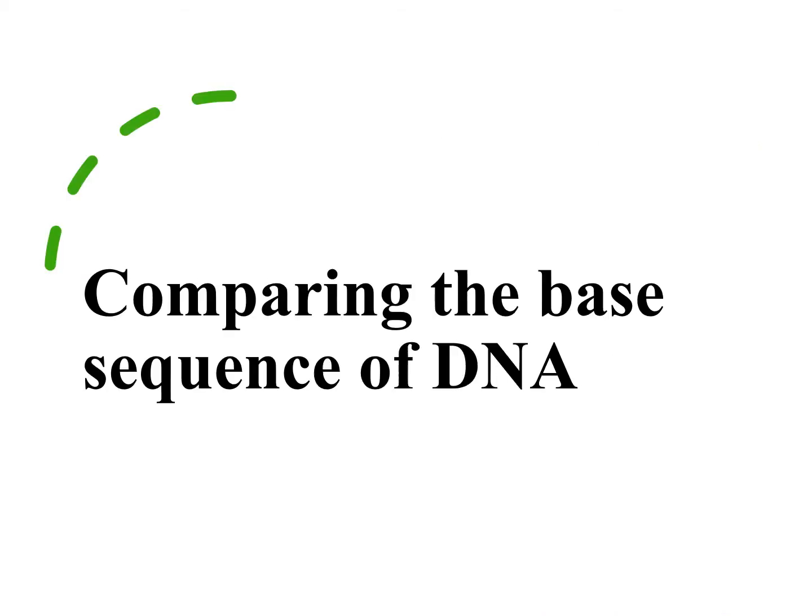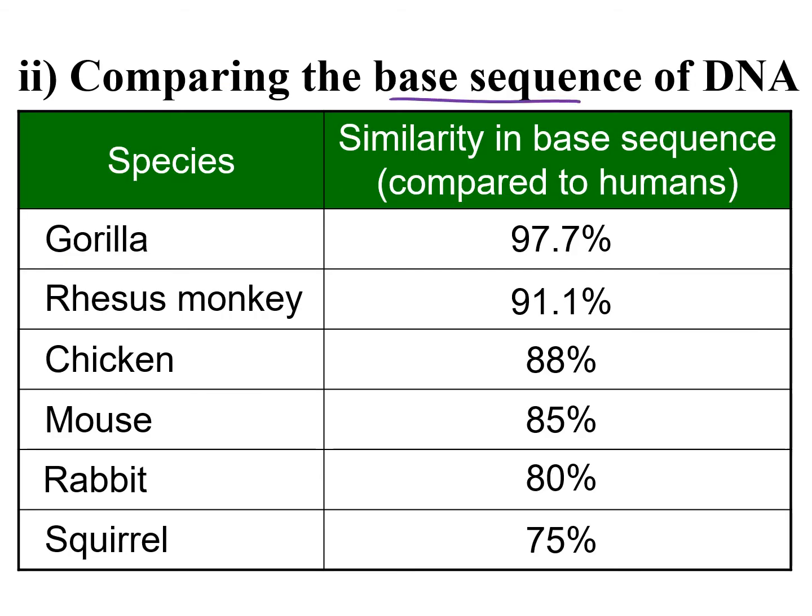The second method in the comparative biochemistry is to compare the base sequence of DNA. When you compare the base sequence of DNA among the 5 different mammals in the table, gorilla has the greatest similarity in the base sequence compared to human, while the squirrel at the bottom has the least similarity in the base sequence compared to human.